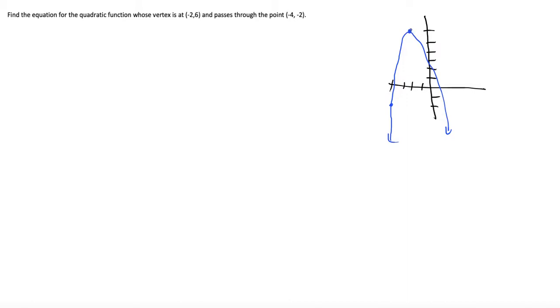the vertex is here, and we know that it opens, in this case, downward, right? Regardless of anything else, we know that our a value should be negative, right? Because this parabola opens down.